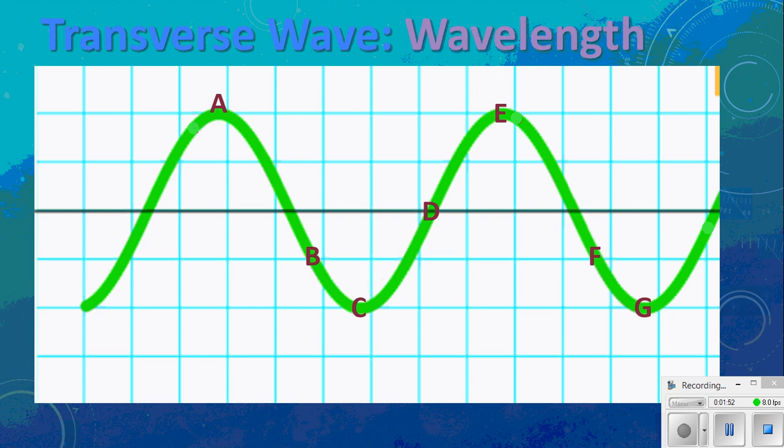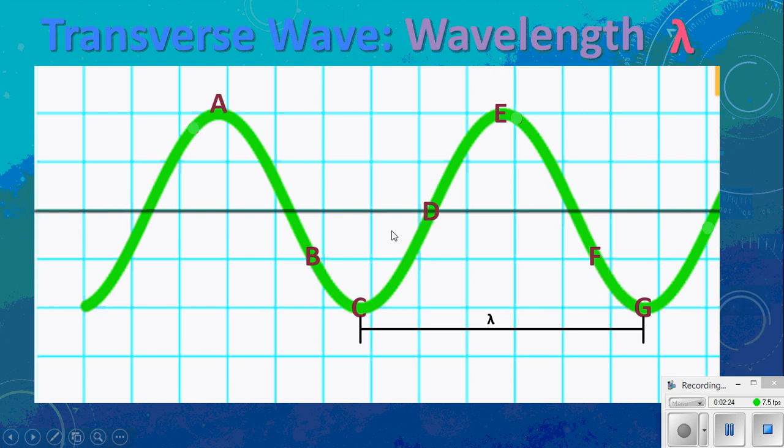Next, we have what's called wavelength. We use the Greek letter lambda to signify wavelength. Wavelength is a length, so we do measure it in meters. Wavelength is the distance from the same part of one wave to the same part of another. So for example, points A and E, those are both crests. The wavelength could be considered from crest to crest. It could also be considered from point C to point G, from trough to trough.